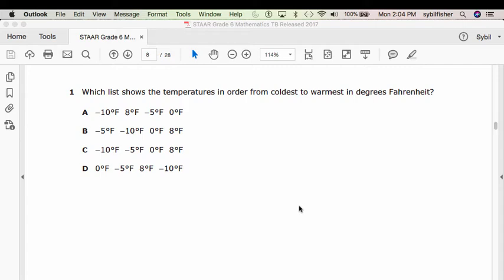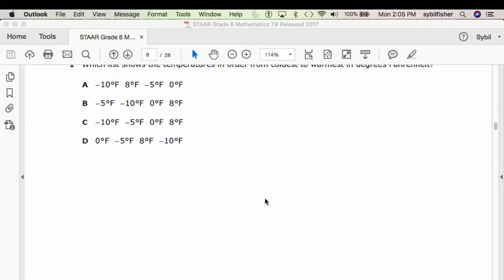Or C. -10 degrees Fahrenheit, -5 degrees Fahrenheit, 0 degrees Fahrenheit, 8 degrees Fahrenheit. Or D. 0 degrees Fahrenheit, -5 degrees Fahrenheit, 8 degrees Fahrenheit, -10 degrees Fahrenheit.